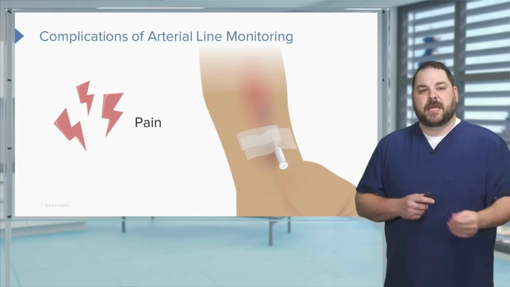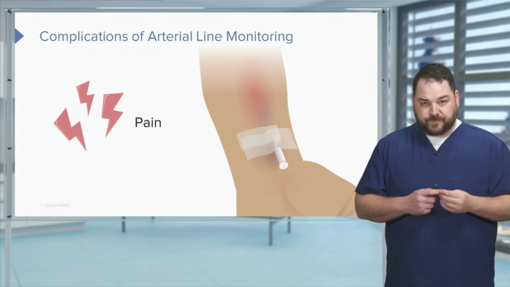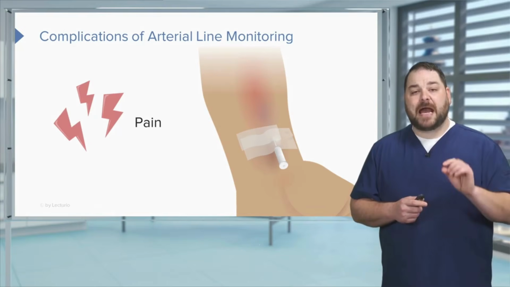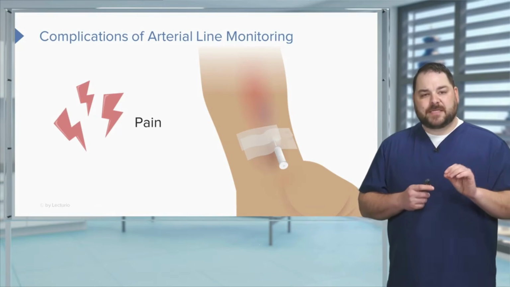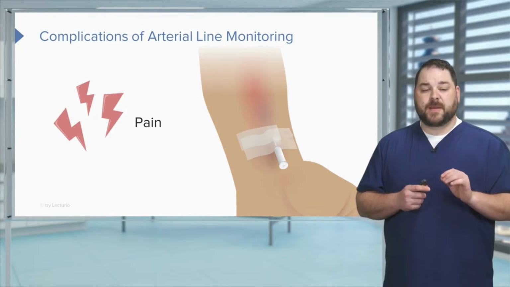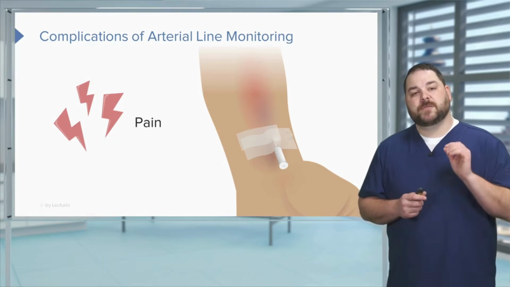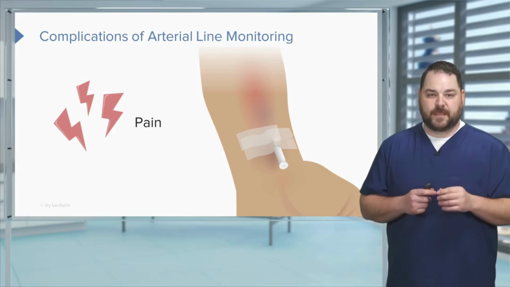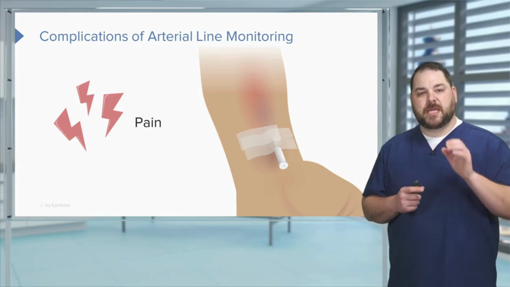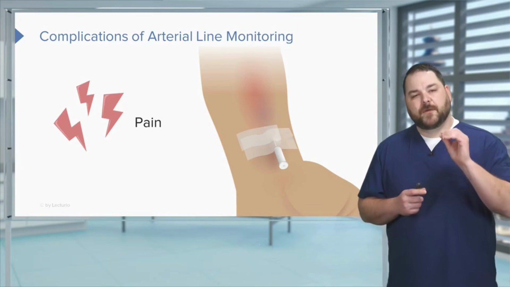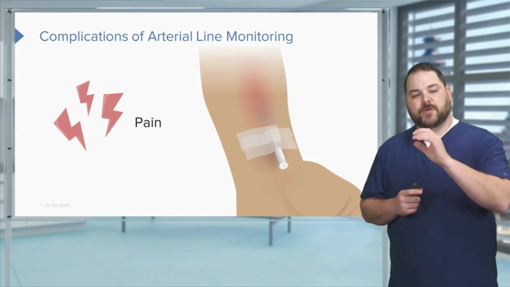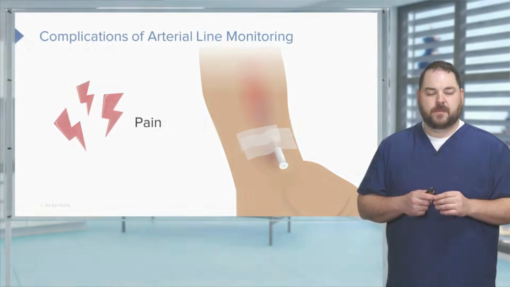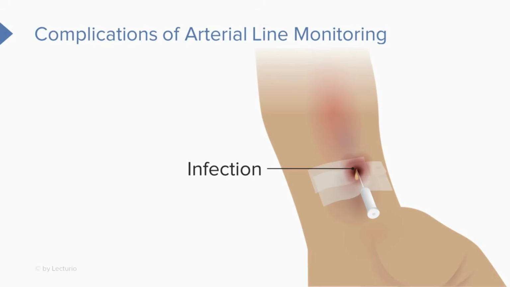Let's go into the complications of the arterial line. Our first complication that we may have is pain. Anytime we access an artery, we're going to cause pain to the patient. Hopefully we can do this in a controlled setting and we can give the patient some lidocaine so they don't feel it. What's important is to educate the patient on what's going on, that they'll feel pressure, and that the procedure will be quick.